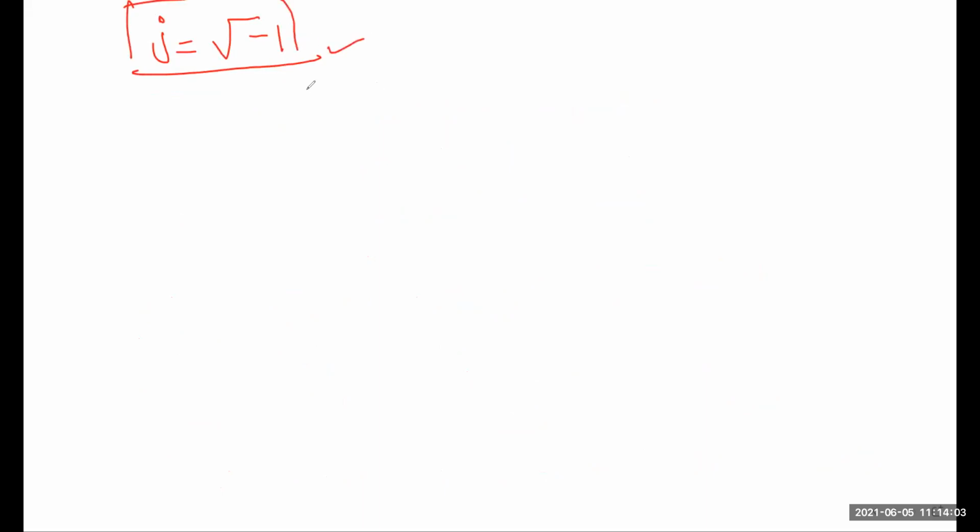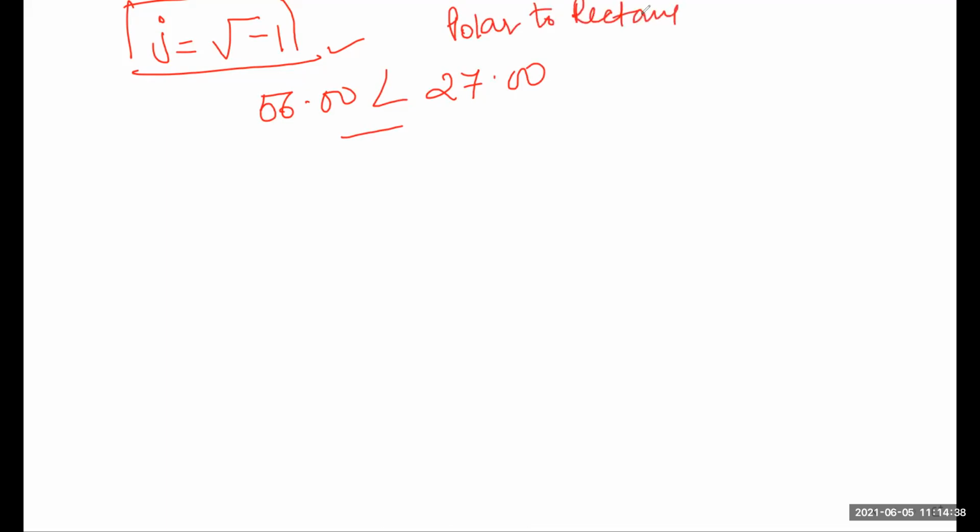Okay, imaginary form. So what we need to do, if you are told to calculate, suppose you are having 56.00 angle 27.00. How will you convert this into J term? Can you tell me? I mean, this you can say polar to rectangular conversion. Okay.